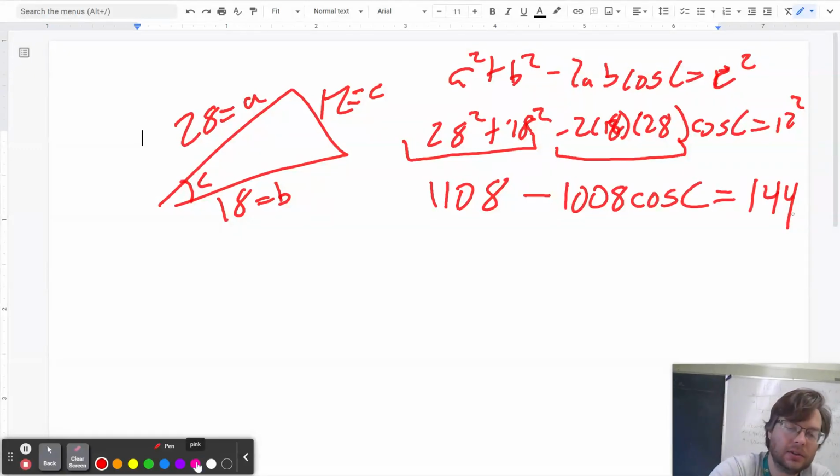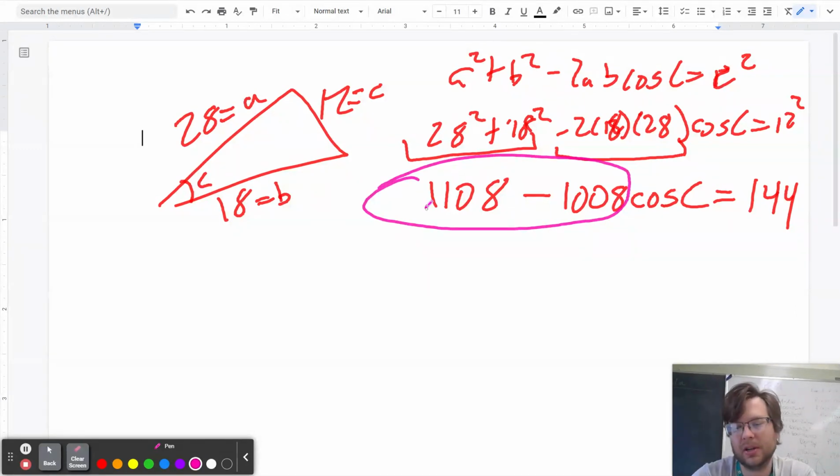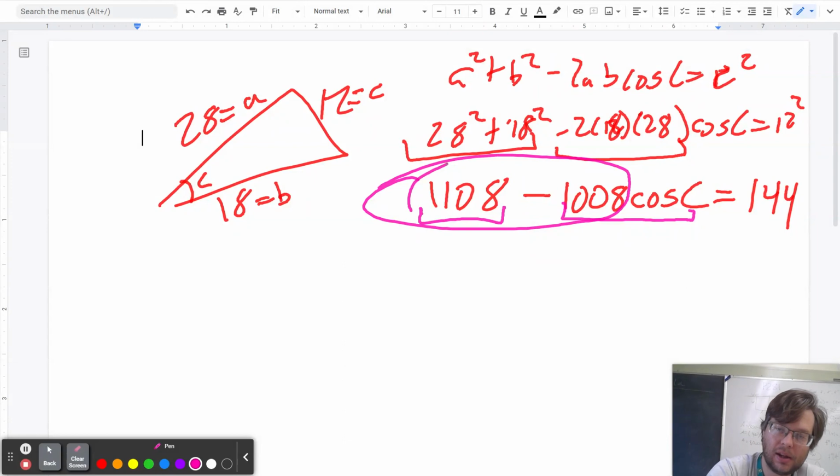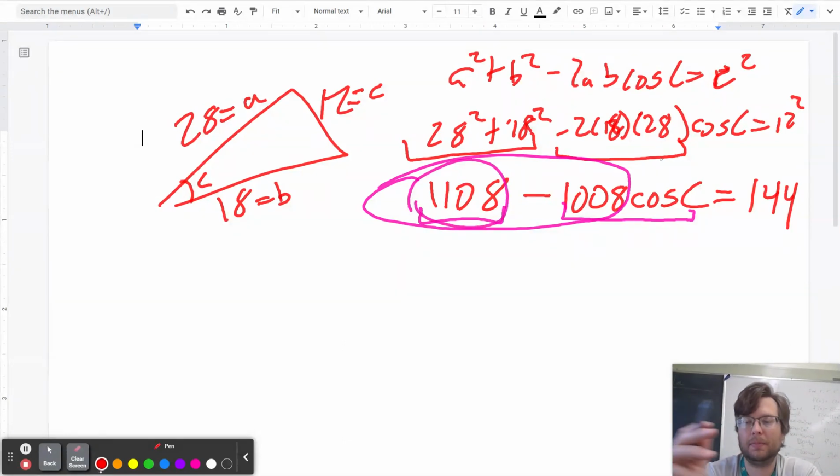Do not subtract these. Don't do it. That is the most common mistake. Imagine it just said 1108 minus 1008x. You wouldn't tell me that that's equal to 100x. You would get rid of this piece first. So we do not subtract those together because the 1008 is multiplied by cosine.